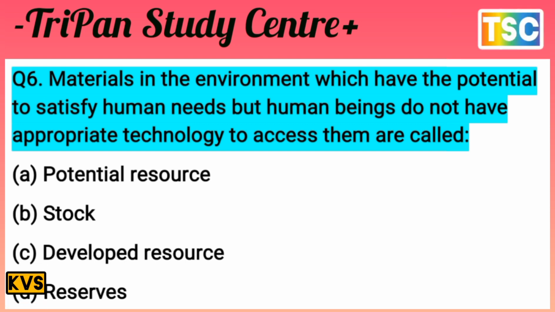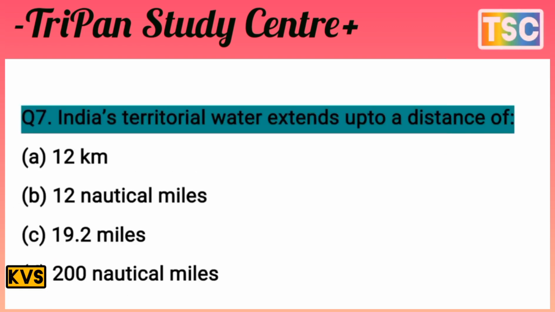Potential resources are not applicable to this question. Development resources, nothing here. And reserves, that's a no. But the answer is B, stock. The materials in the environment which have the potential to satisfy human needs are stock. That's the important answer here. Let's see the next question. The next question is on your screen.